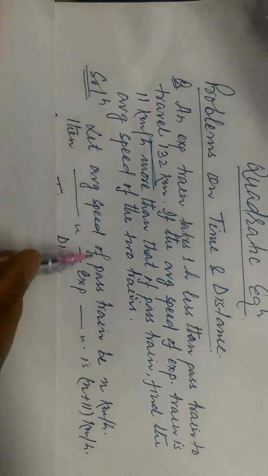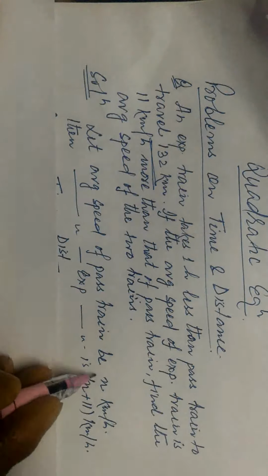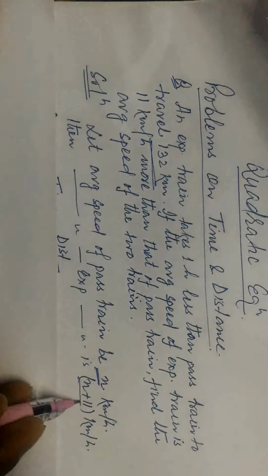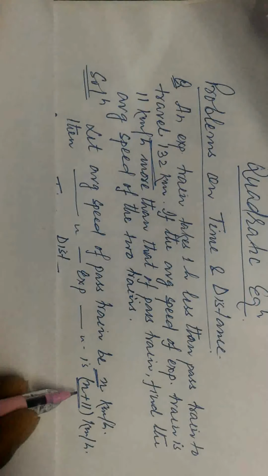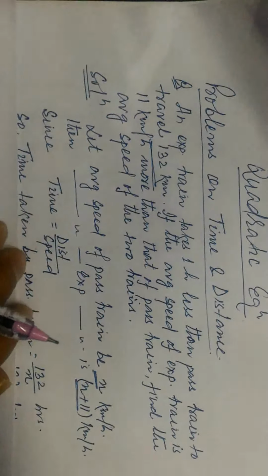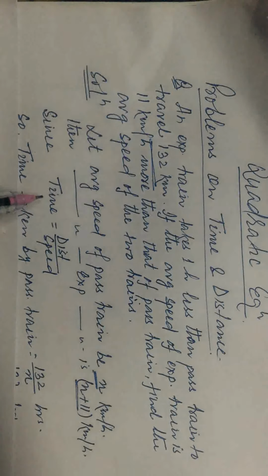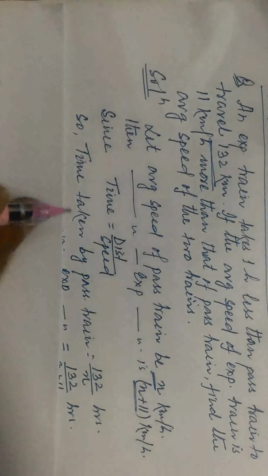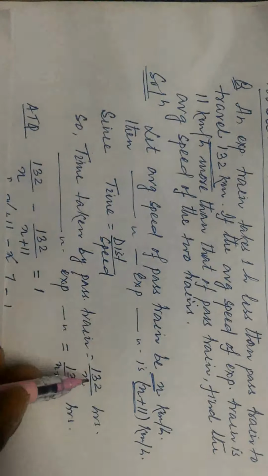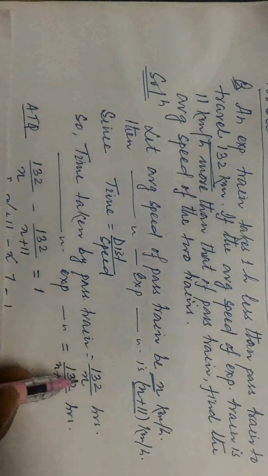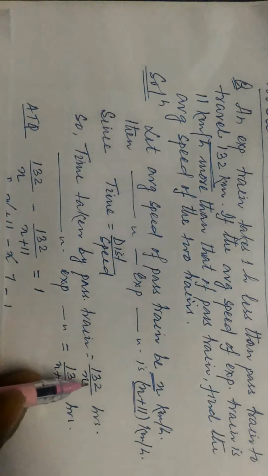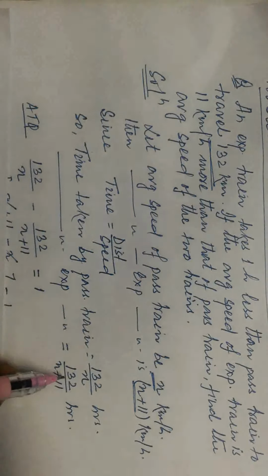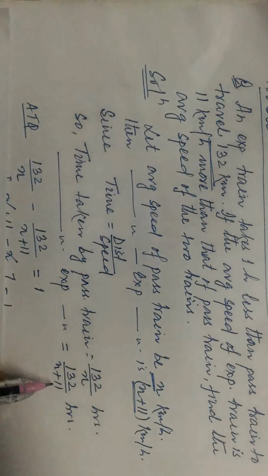Now we need to find out the average speed of the two trains. So let us take the speed of the passenger train to be x kilometers per hour. Then the speed of the express train will be what? x plus 11 kilometers per hour. Now we know the relation between time, distance and speed. Time is distance by speed. So time taken by the passenger train is what? The distance is 132 kilometers and the speed of the train is x kilometers per hour. So 132 by x hours. And the time taken by the express train is 132 by x plus 11 hours.